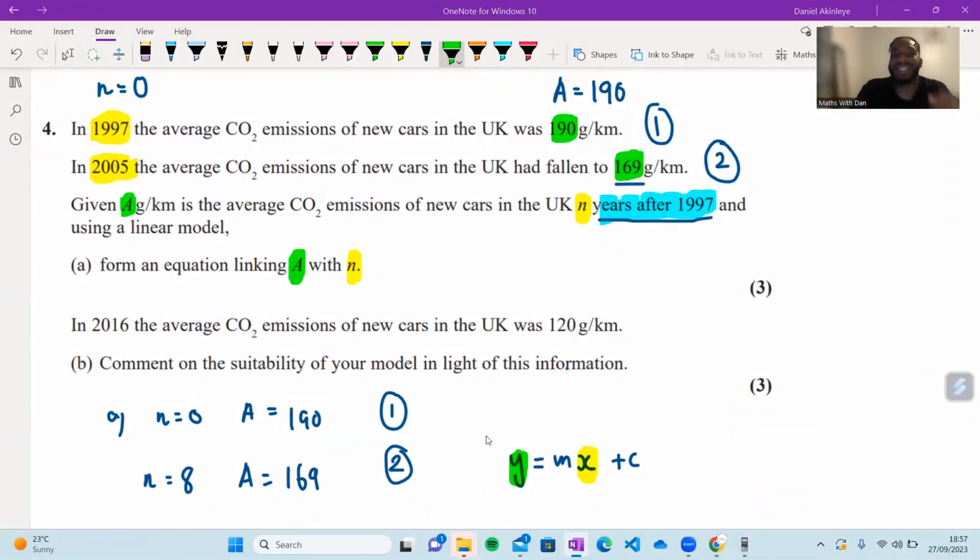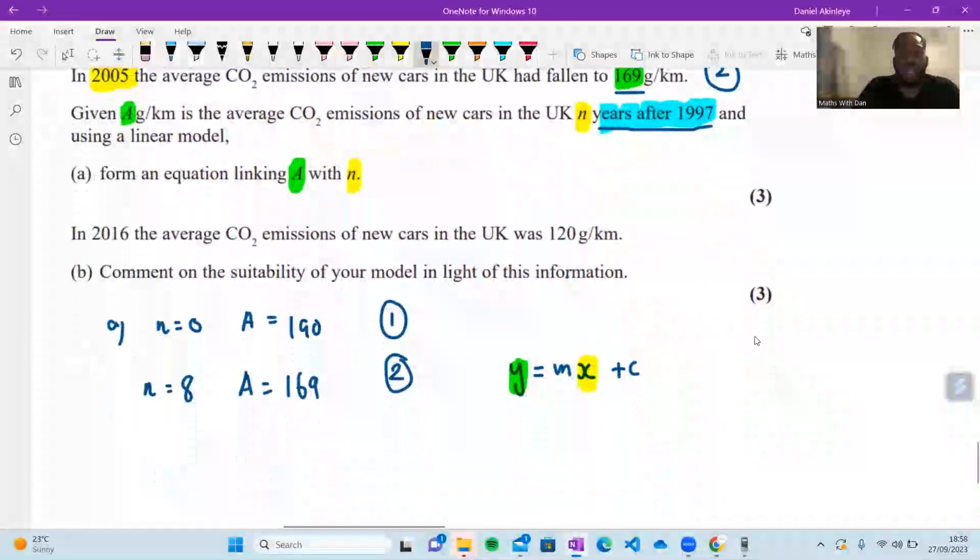Exactly. Thank you very much, Brianna. It's the year, isn't it? The year is independent of the CO2 emissions. The amount of CO2 emissions depends on what year you're in, because maybe in one year there was more CO2 emissions than another. So for sure, we can say that in our case, N is equal to x, and that must mean that A is equal to y. So therefore, this just becomes A is equal to mN plus c.